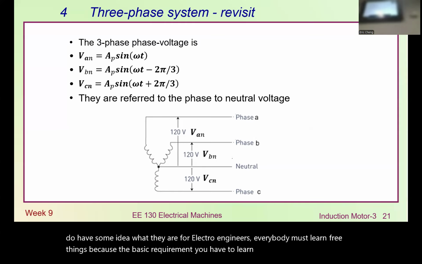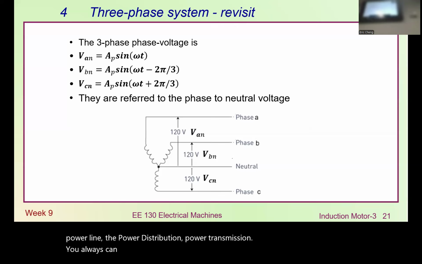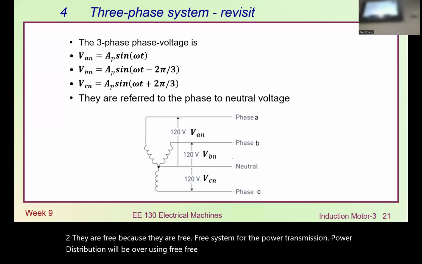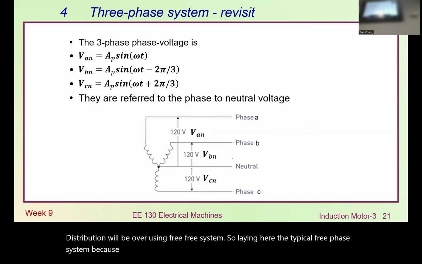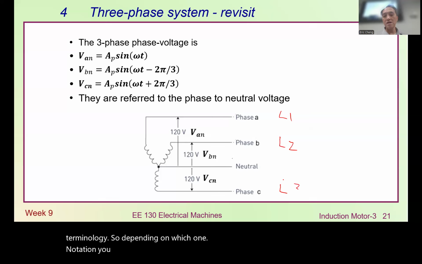Because here will be single phase, but out there, everything will be three phase. You can see all the power lines, the power distribution, power transmission. You always can see three very long cables, right? They're not two, they are three because they're three-phase systems. For power transmission and power distribution, we always use three-phase systems. So here, your typical three-phase system has phases A, B, and C. Sometimes we can use L1, L2, L3, so there's different terminology, depending on which notation you use. Any one of them can be done.